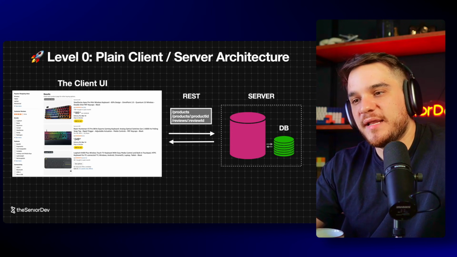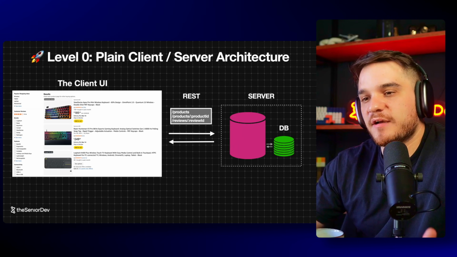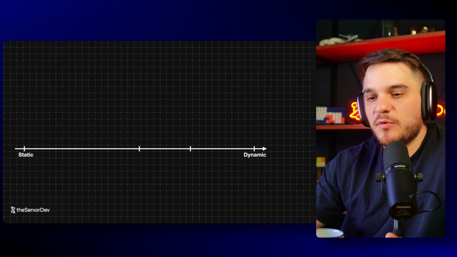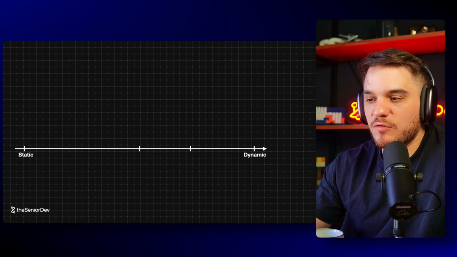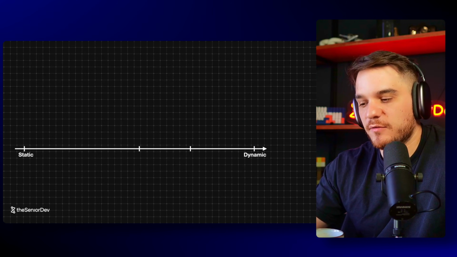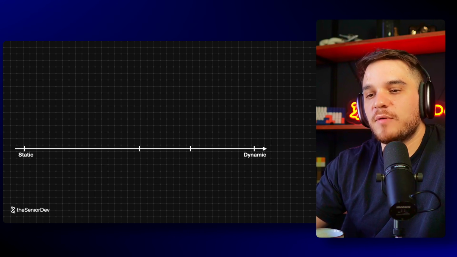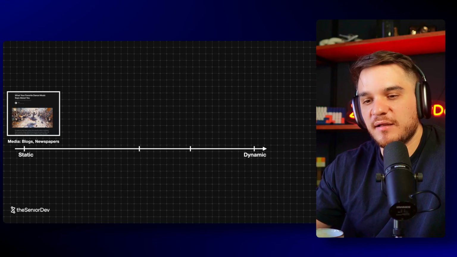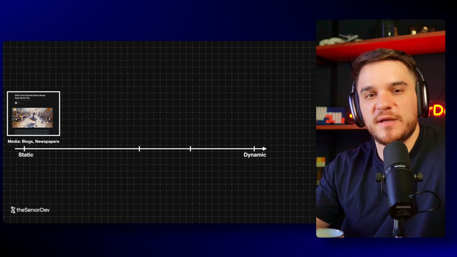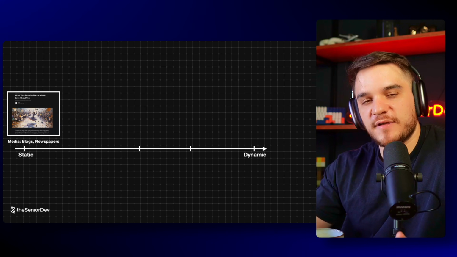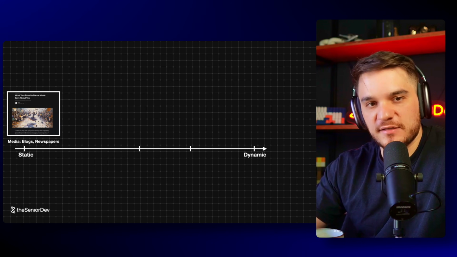Now going back to our plain client-server architecture, let's see how we can make our client UI more performant. And the number one question you need to ask yourself is, how static or dynamic is my UI? So a very static UI would be something like media, blogging platforms, newspapers like the New York Times. There's a lot of images, a lot of text, not a lot of user interaction.